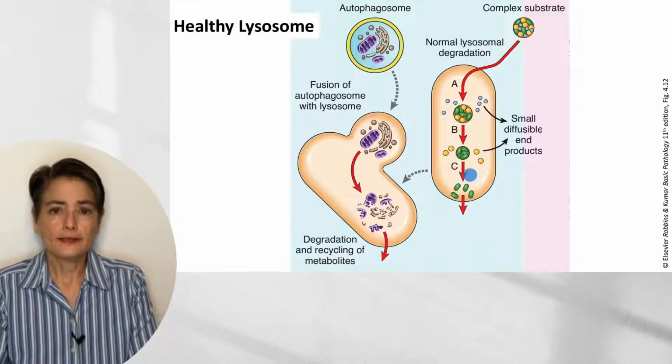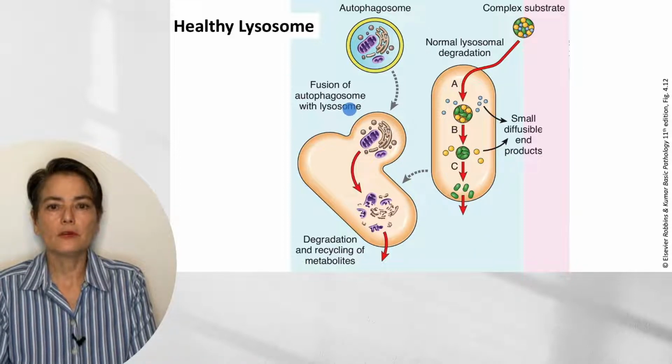The lysosome ordinarily is going to fuse with an autophagosome, which we can see here. It's got some defunct mitochondria, some endoplasmic reticulum. And when that happens, we're going to get degradation and recycling of metabolites. So everything is good. We've metabolized our complex substrate to its component parts. We're functioning very well. We can fuse with our autophagosome and regain our metabolites.